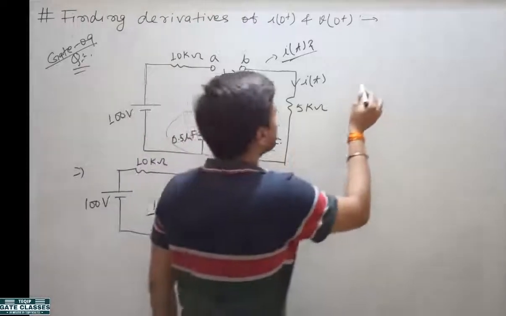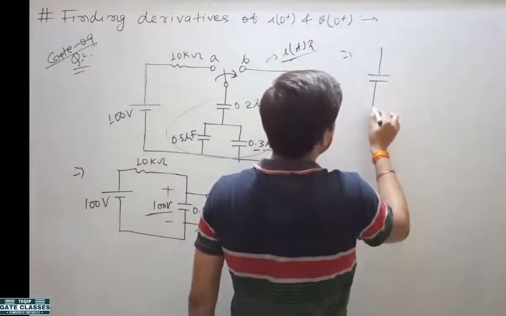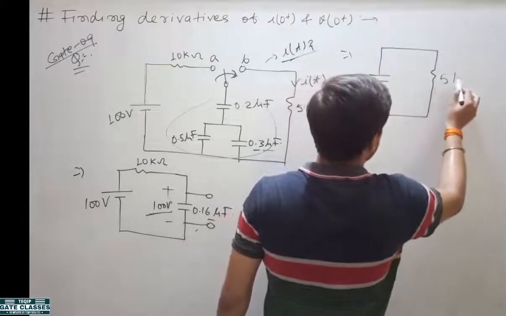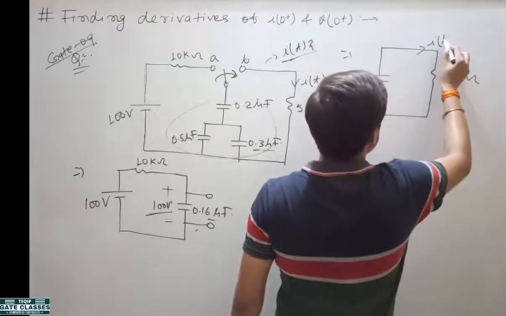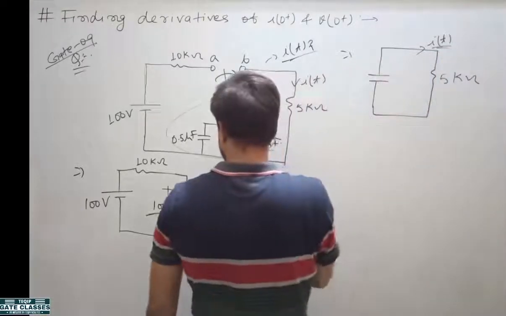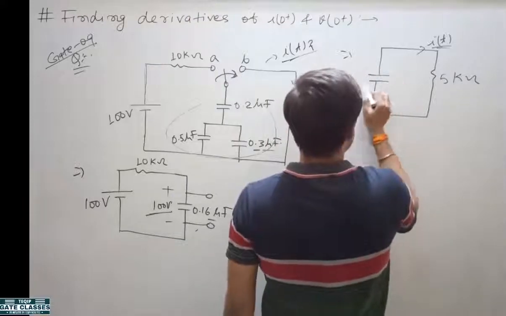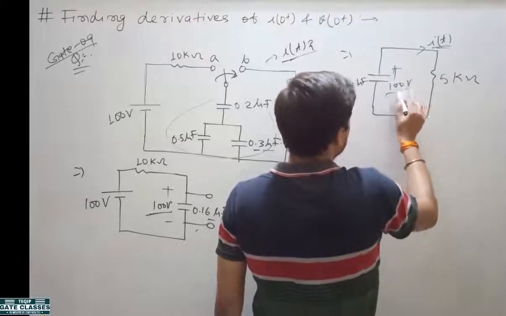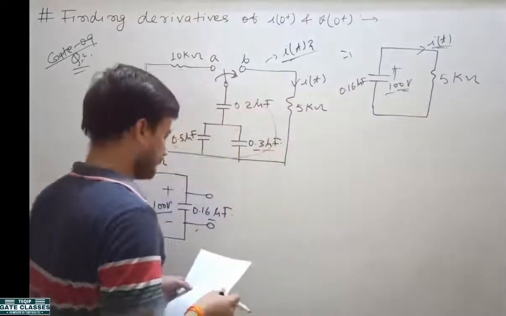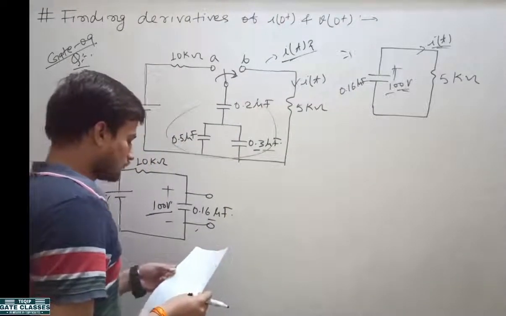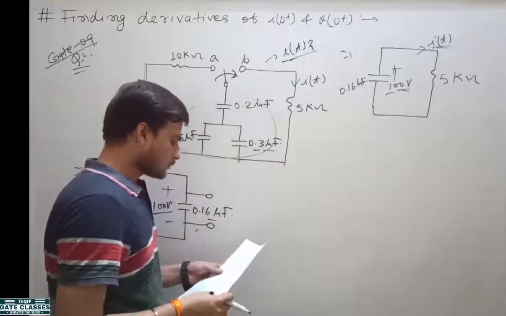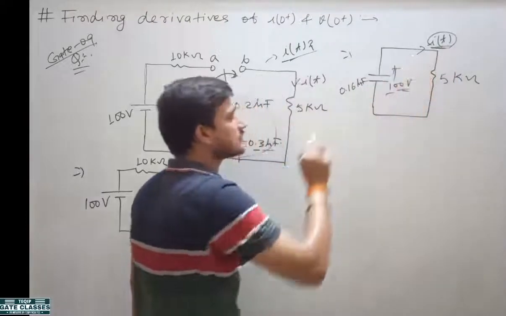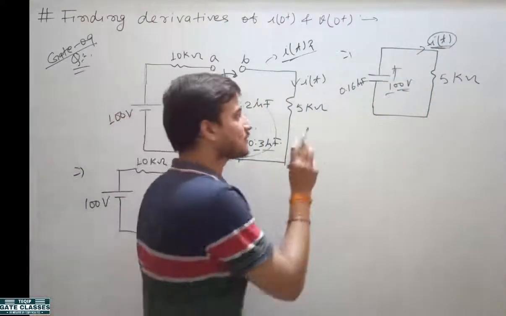When the switch is moved to position B, the circuit will be like this, the capacitor and this 5 kilo ohm resistor, and the current will be IT. Now the capacitor here is 0.16 microfarad and the voltage is plus minus 100 volt. This is the capacitor. Clear? So now what will you do? We have to write the expression for VCT, because to write the expression for current IT, since it is an RC circuit, you can write the expression for VCT.